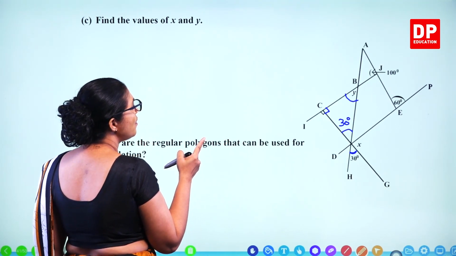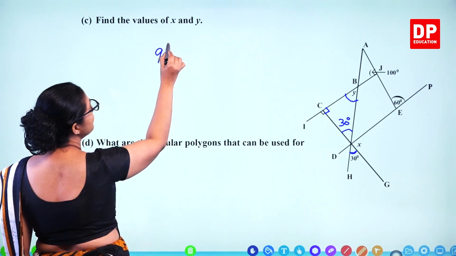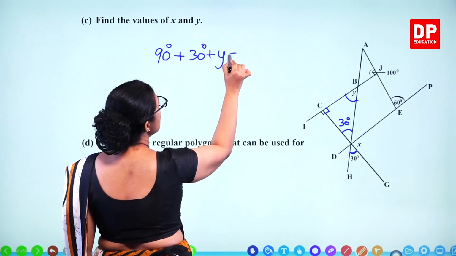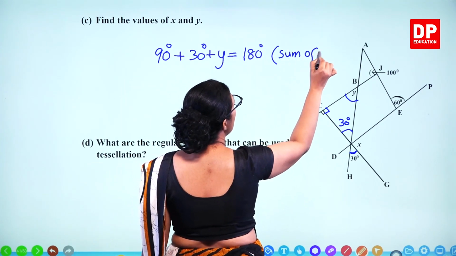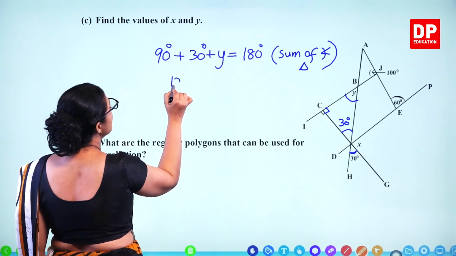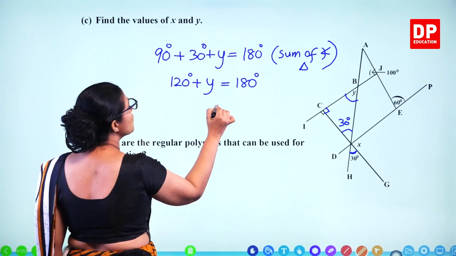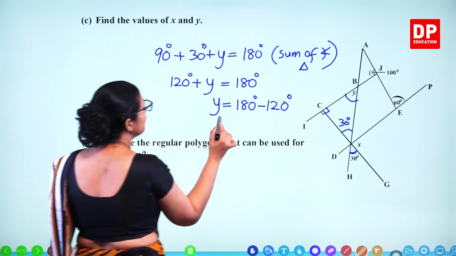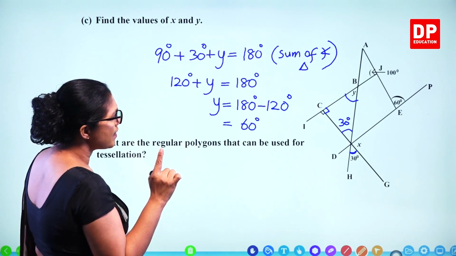So first we'll write down 90 plus 30 plus y is 180. That's sum of angles in a triangle. So here 120 plus y equals 180. So what's y? 180 minus 120. 60 degrees. That's y. We need to find x as well.